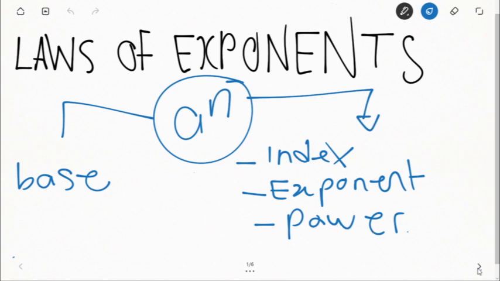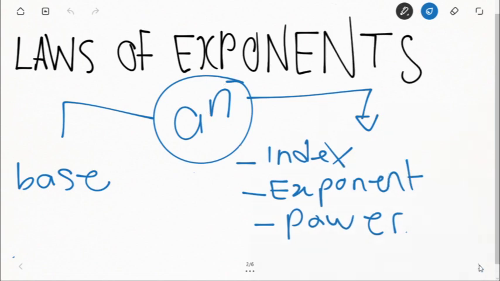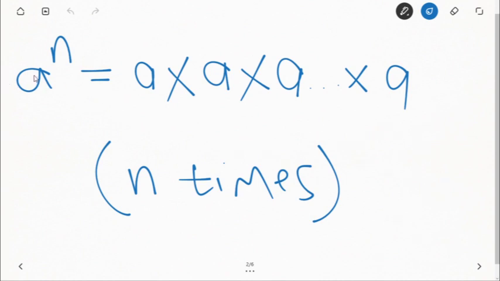Okay, now what is the meaning of a to the power of n? What does it mean to have an expression like this? Well, if you have a to the power of n, then that means that a will be multiplied by a how many times? N times. So this will be a multiplied by a multiplied by a multiplied by a, going on to the last term, which will be a, and this gets repeated n times.